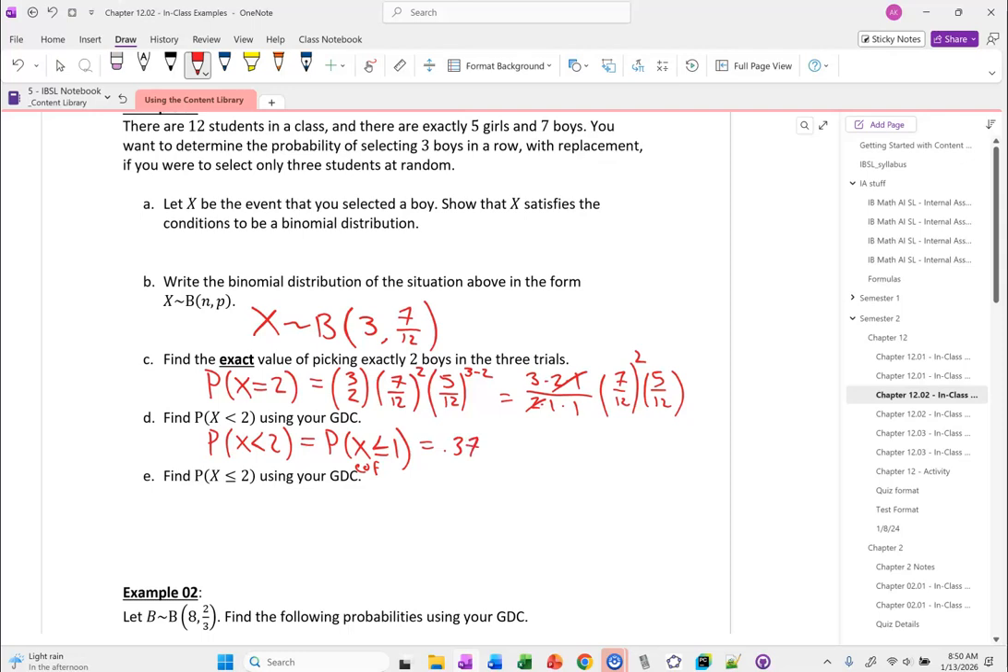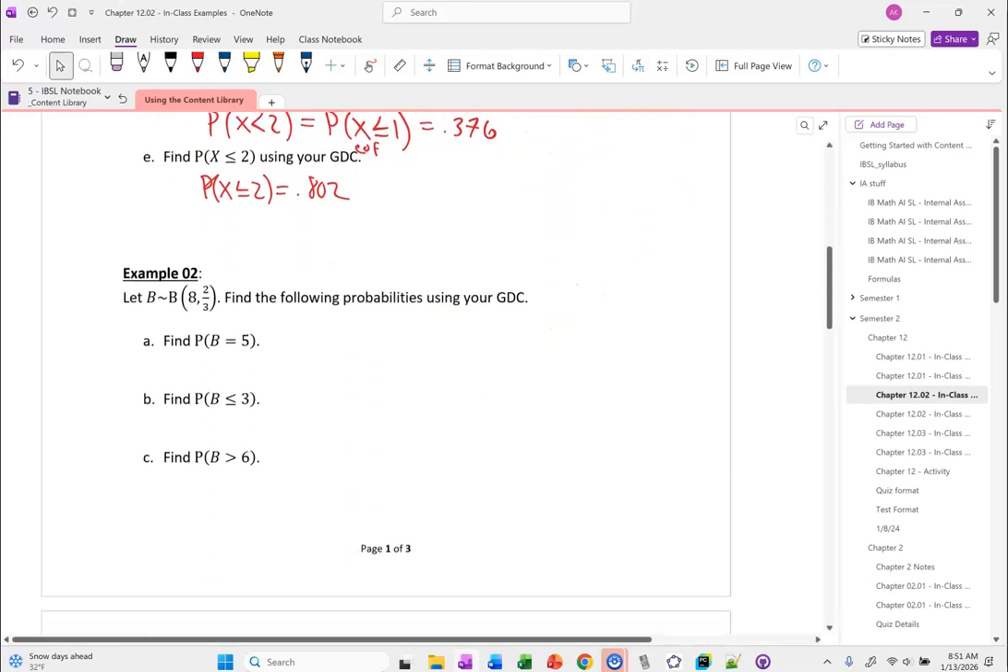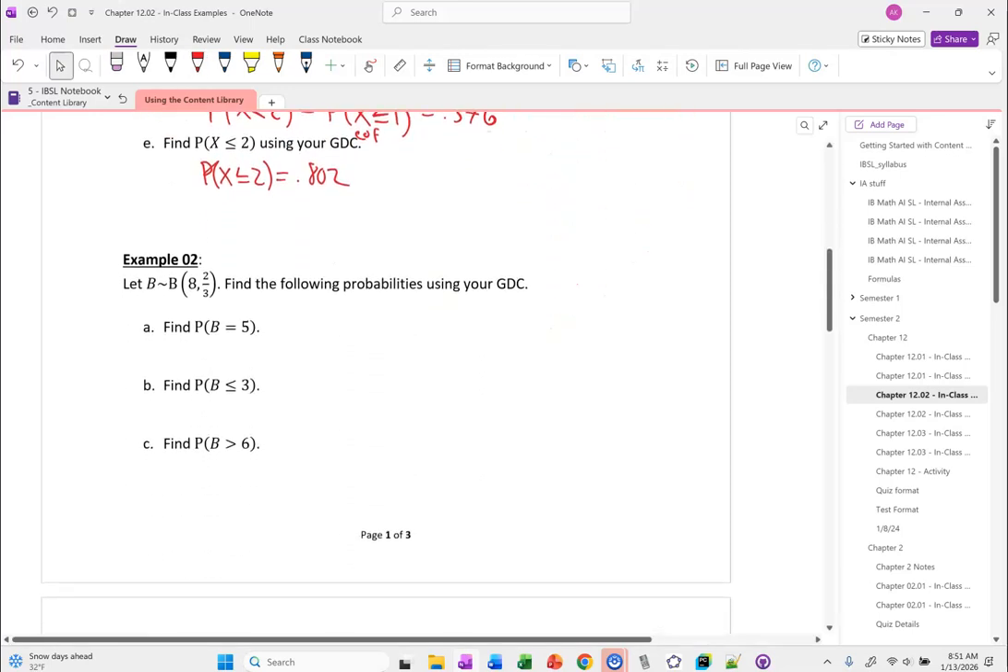0.376. There you go. It's okay. What you had before was the answer to this one, which is 0.802. Everybody feel okay here? Don't get tricked. There's a bunch of them in the example where they really get you. You have to do some manipulations to get to the CDF part.